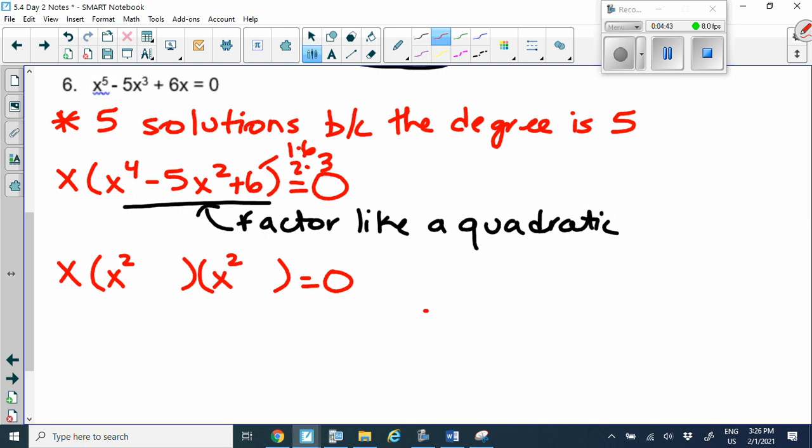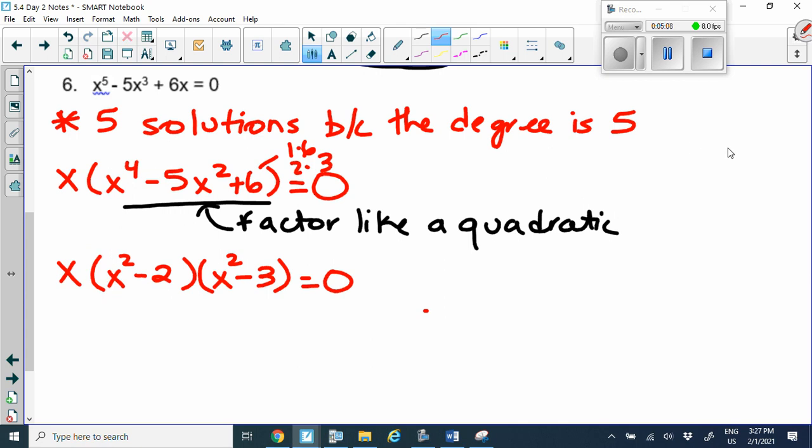Now, some of you might say 1 and 6, but if we did that, that means our 6 would have to be negative and the 1 would have to be positive. And when we multiply that, that would not give us a positive 6. So that means we have to have a -2 and a -3, because if we multiply -2 times -3, that does give us the +6. So there is actually only one solution for factoring.